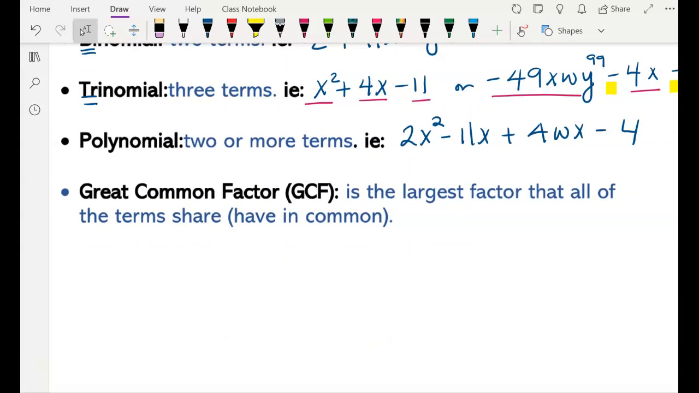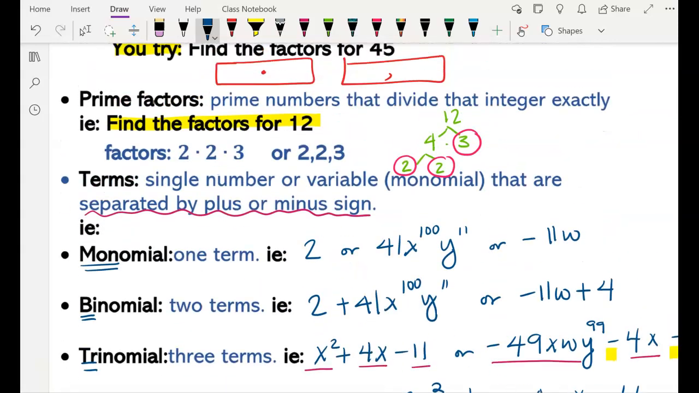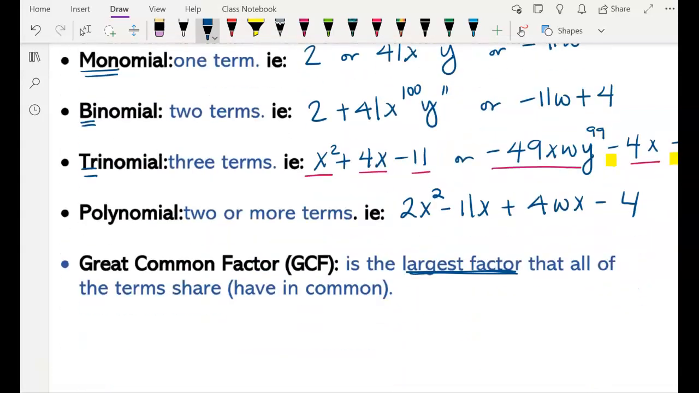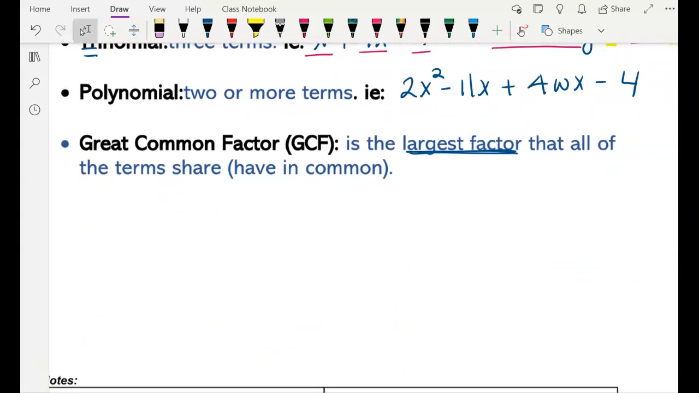Definition of a greatest common factor. Oftentimes you will hear your teacher say GCF. This is the largest factor. So we remember factor is the definition above where we have a number or an algebraic expression that divides another number or expression evenly. So 3 or 4, those are factors of 12. So the greatest, just like in its name, is the biggest or the largest factor that all of the terms have in common. That's what they share.